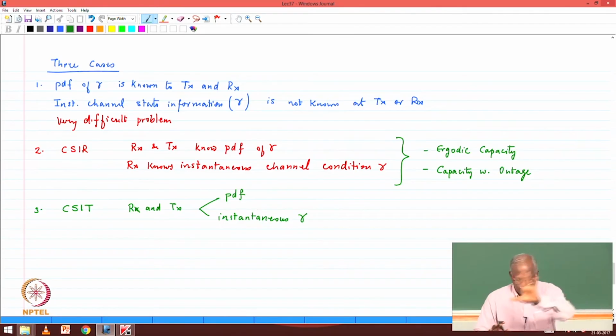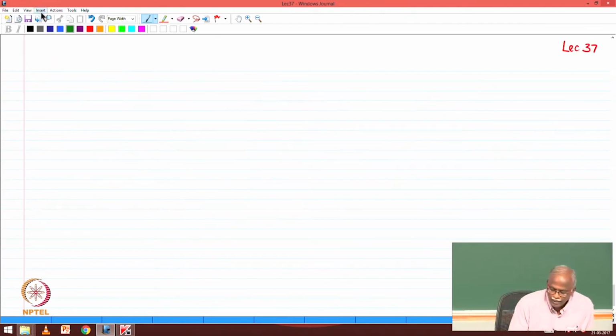I have a transmitter, I have a receiver, I want to maximize the notion of capacity. Now in the absence of knowledge of instantaneous SNR, it's a very difficult problem, not going to spend too much time on that. But CSIR is a very important case where we can compute ergodic capacity, we can compute capacity with outage, and of course the best system is when you have knowledge at the transmitter and receiver. Okay, so now I would like for us to look at a particular example. Again, a simple example but very illustrative in terms of the concepts that it communicates for us.